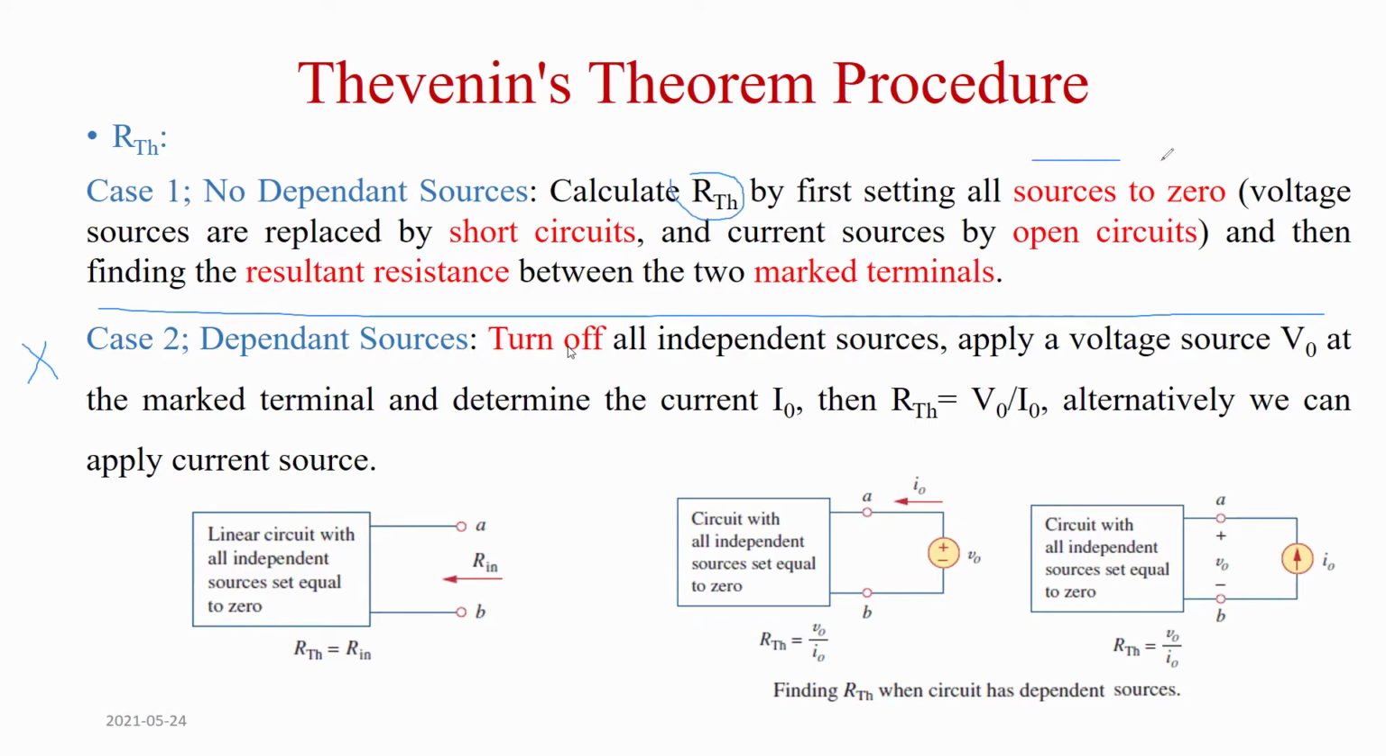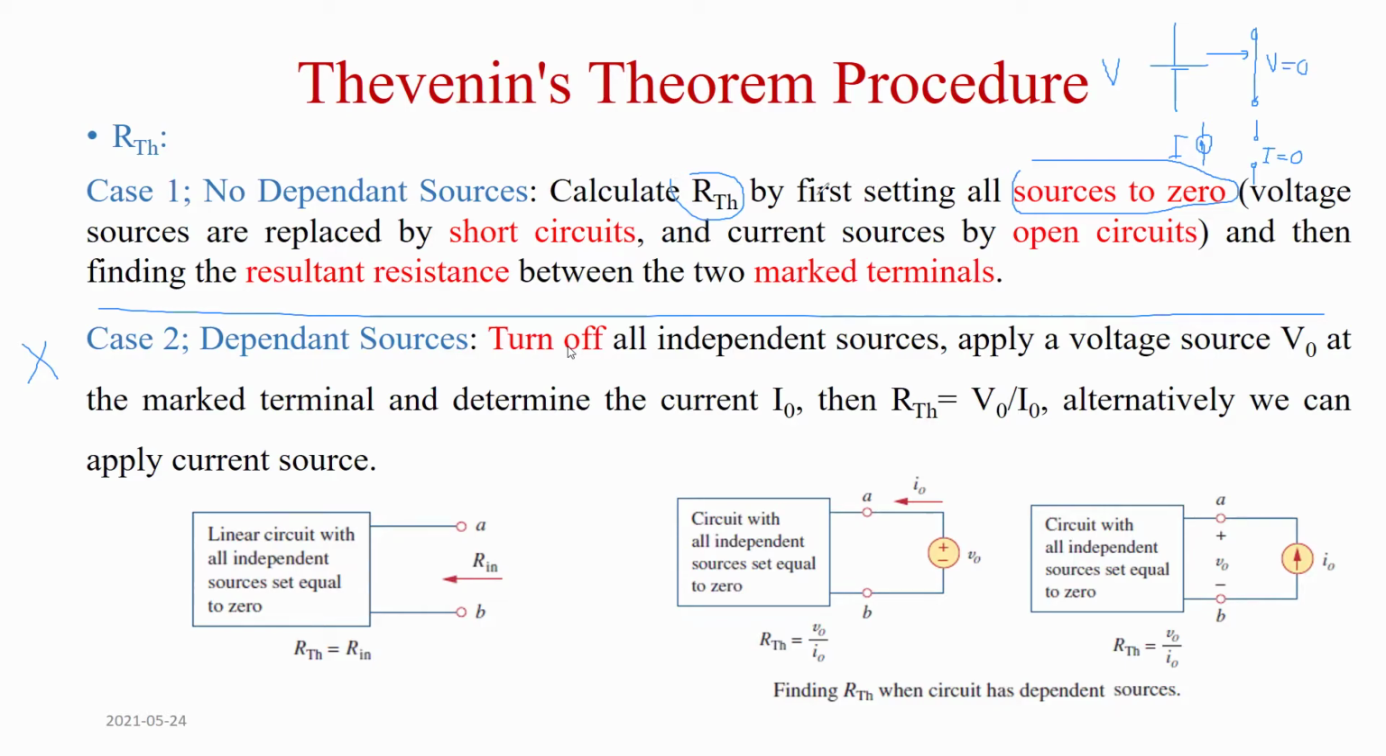We remove the sources. It means we set the sources to 0. How do we set the sources to 0? If I have a voltage source, this gives me voltage. How can I make the voltage 0? I replace it with a short circuit, V equals 0. If I have a current source, this gives me a current. How can I set the current to 0? I replace the source with an open circuit. It means the current is 0.